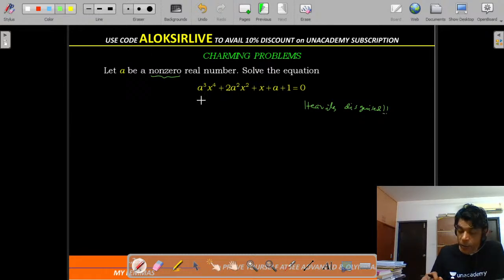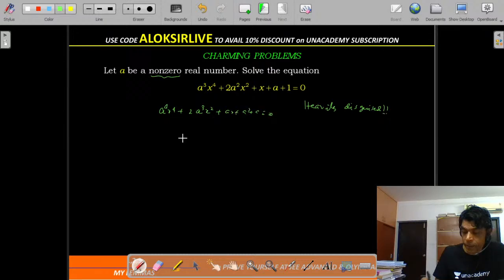The way I would do it is this. I would write here ax multiplied with a. That's your thing. a to the 4 x to the 4 plus 2a cubed x squared plus ax plus a squared plus a equal to 0.